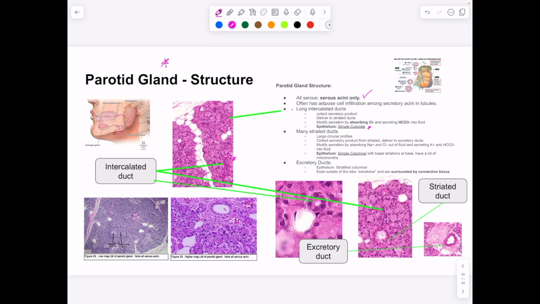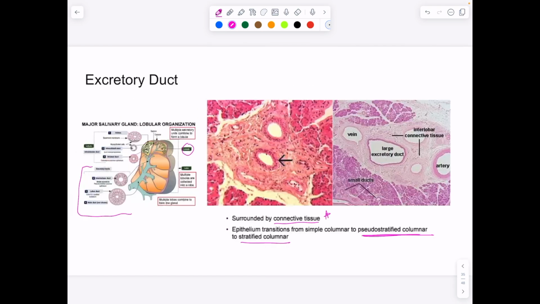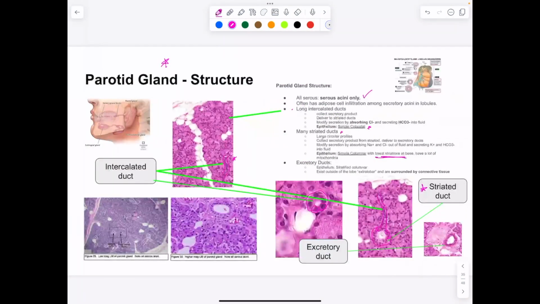And then you have our striated ducts, and so here's a cross-section of an intercalated duct. You can see cuboidal overall. And here's another intercalated duct, and it drains into a striated duct right here, which you can see is columnar, not the best cross section, and then it has the basal striations, which again, I think you would need to see in the electron microscopy to be able to tell.